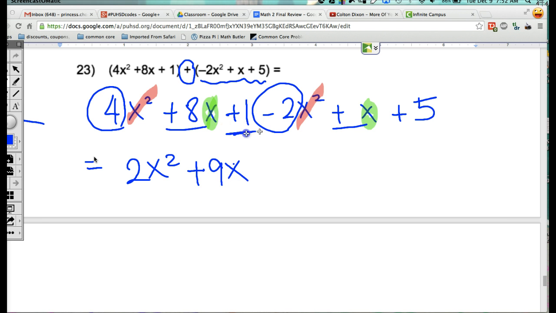And finally, I have the 1, the number by itself, and the 5, the number by itself. So 1 plus 5 is 6. I know somebody's going to complain and say that one looks like a negative right there. So let me clarify. This is 9x plus 6. Okay? And so now we are done.